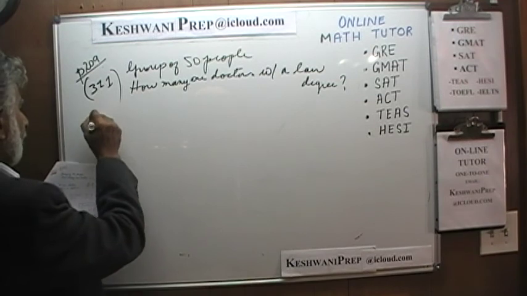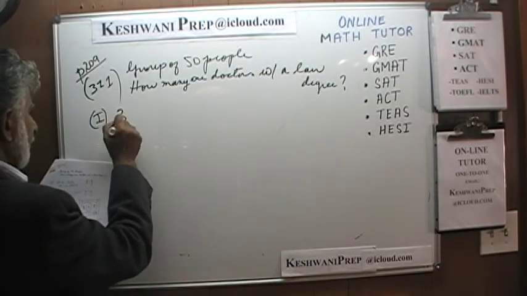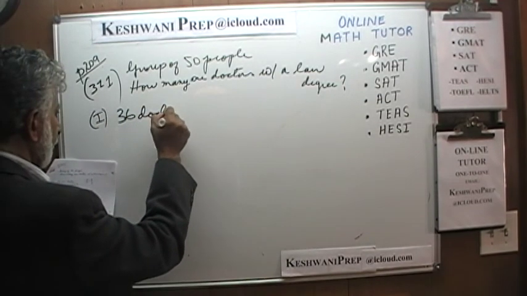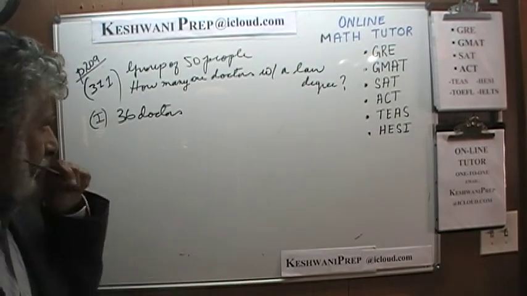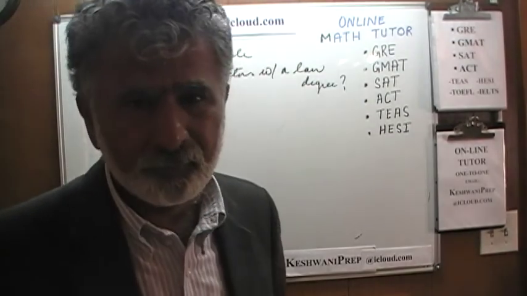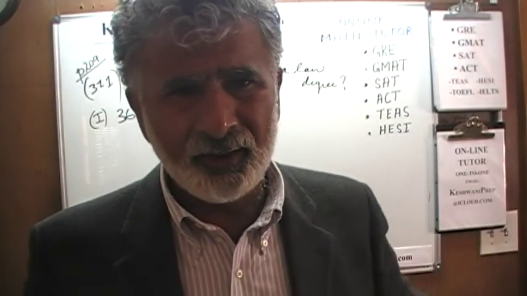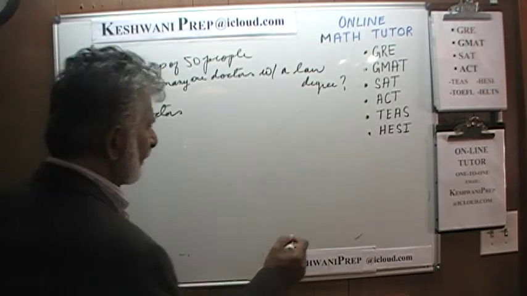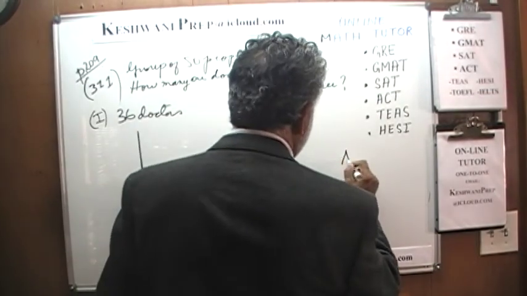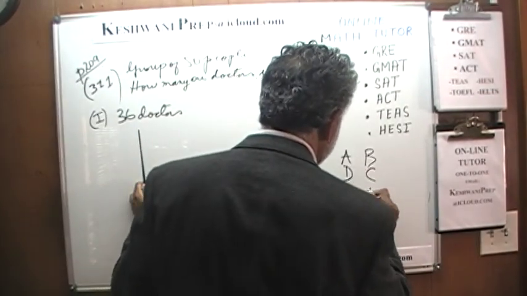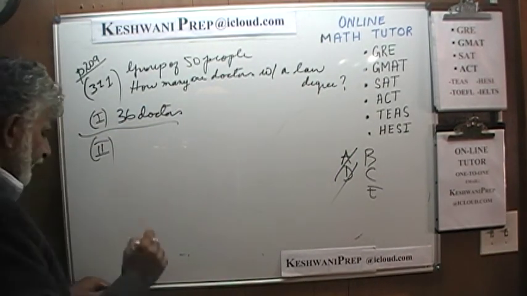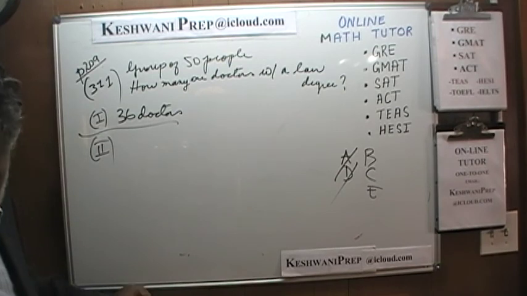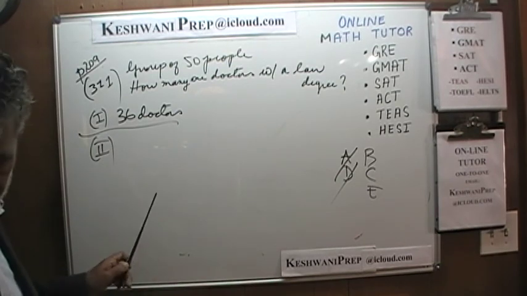The first statement tells us that there are 36 doctors. That's not going to be enough. Simply knowing that there are 36 doctors in the group out of 50, how can I possibly tell how many of those have a law degree? It's impossible. First statement by itself is not enough. A, D, B, C, E. The answer cannot be A or D. We shouldn't make too much fuss about it. Just use your common sense.